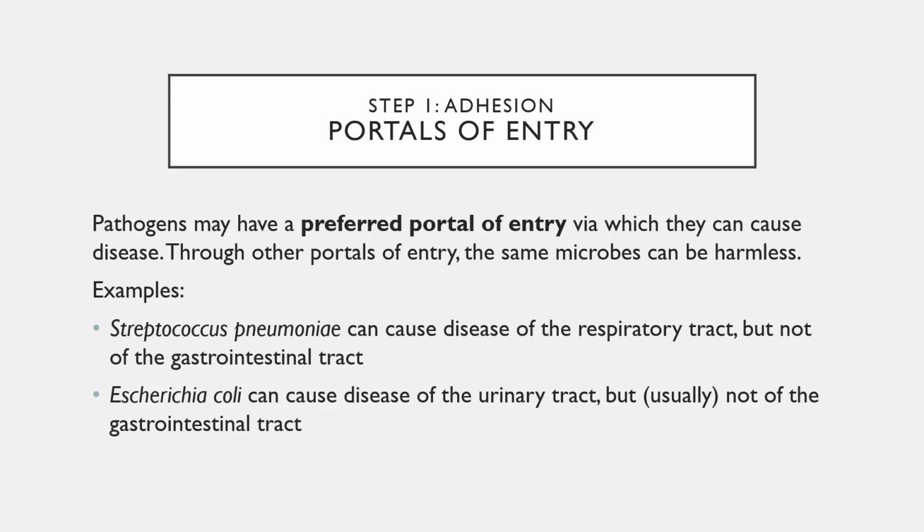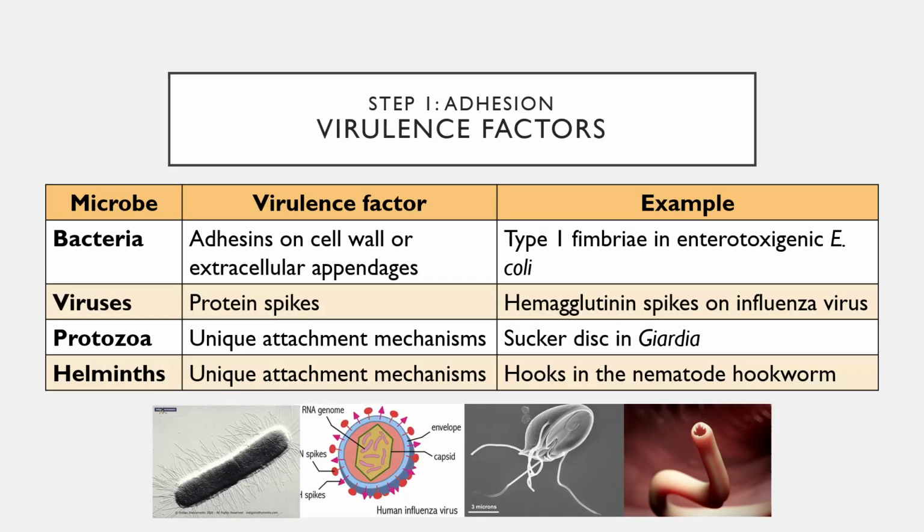Now, many microbes may possess special virulence factors that make them better able to adhere to a host and conduct this initial first stage of infection. And we'll look at these in terms of the different categories of microbes here. Bacteria may possess adhesins on their cell walls or extracellular appendages that are able to interact with and stick to host cells. A specific example is type 1 Fimbriae that are found on enterotoxigenic E. coli cells. You may remember that Fimbriae are surface extracellular appendages that are used for attachment purposes.